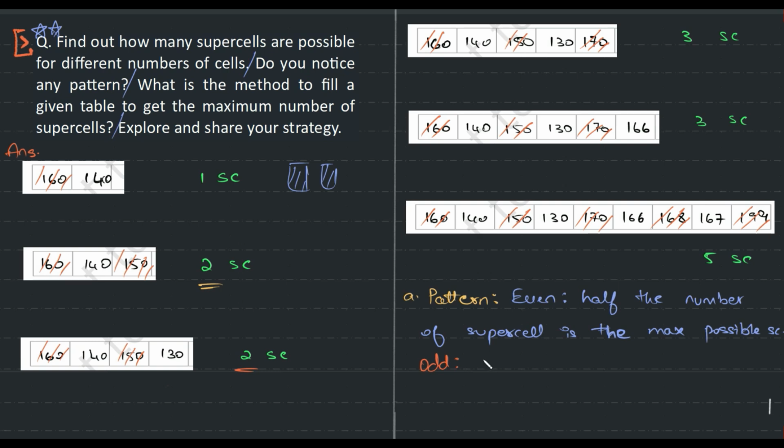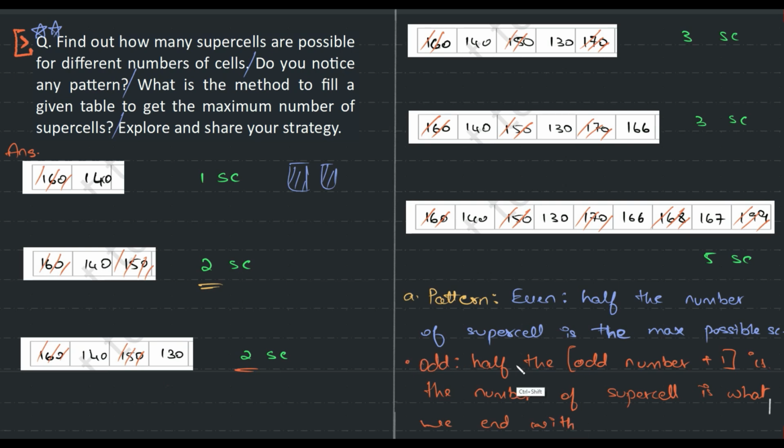So basically, half the number of the odd number plus 1 is the number of supercells we end with. Okay, does it make sense?